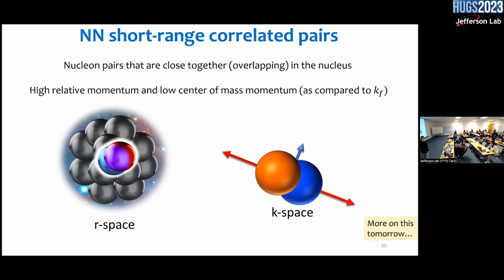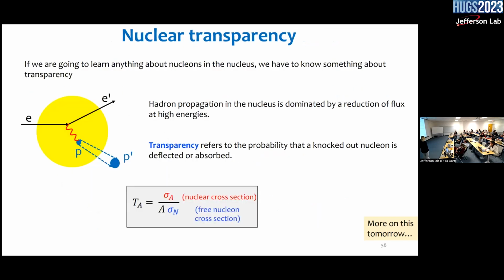But we'll talk all about this tomorrow because this has lots of implications for other QCD features of what we're studying with the nucleus. And so another topic that we have to understand when we're talking about how good our models are and how well we understand them is, in quasi-elastic scattering, the nuclear transparency.